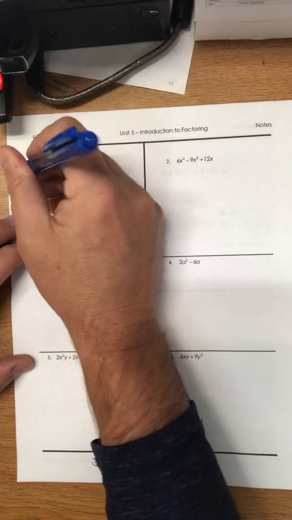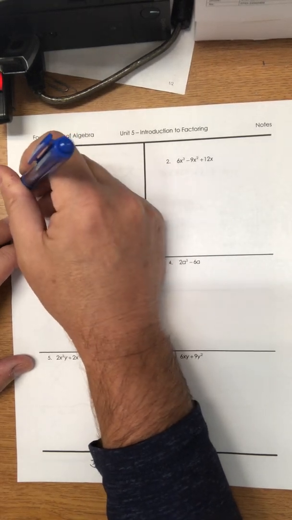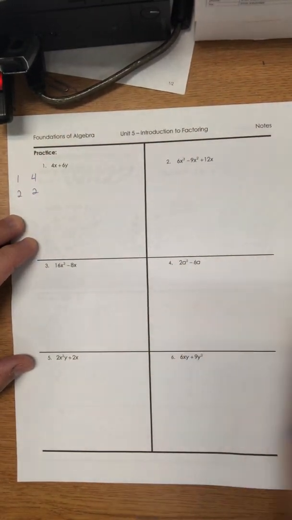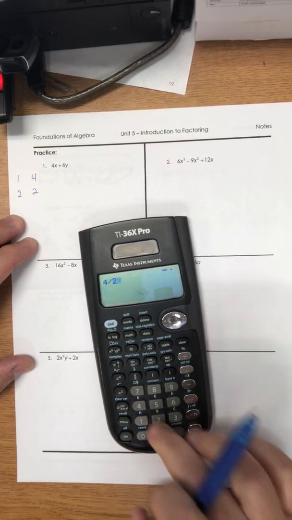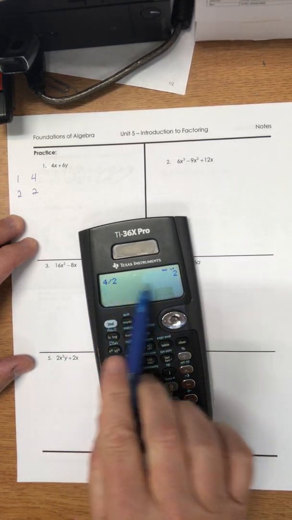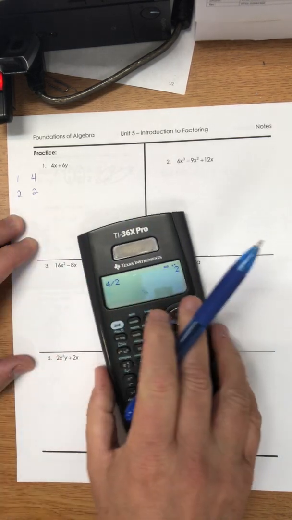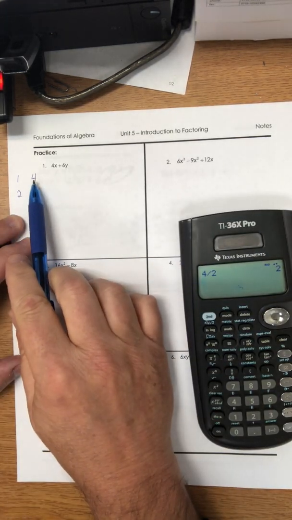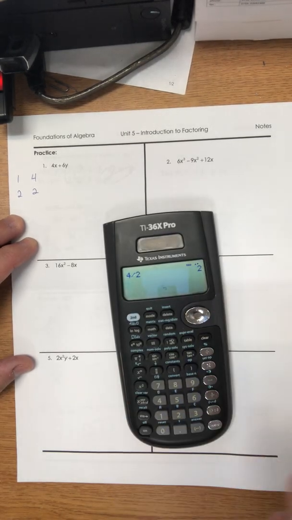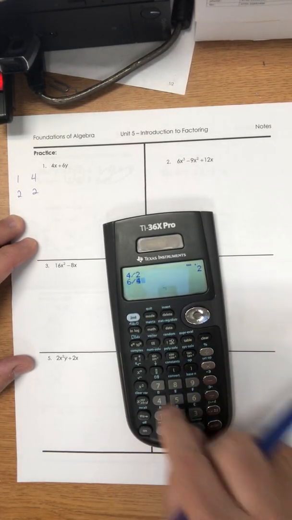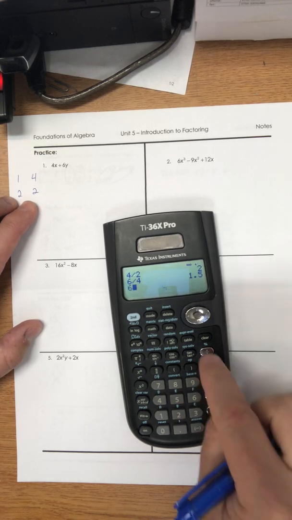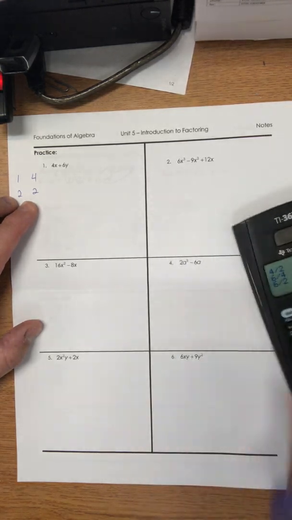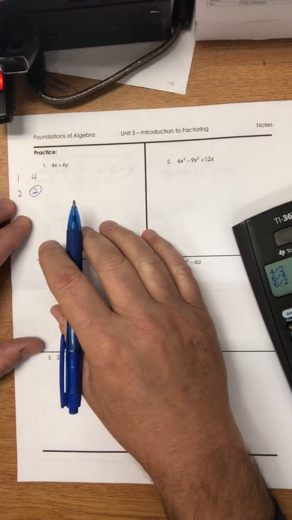Well, the factors of 4 are 1 and 4, and 2 and 2. Remember, you can check that, or you can do 4 divided by 2 gives me 2. So that means 2 goes into it 2 times, so 2 and 2. Start with the highest number and see if it goes into 6. Well, what is 6 divided by 4? It gives me a decimal. Let's see if 2 goes into it. 6 divided by 2 is 3. So we know 2 is my GCF for the numbers.